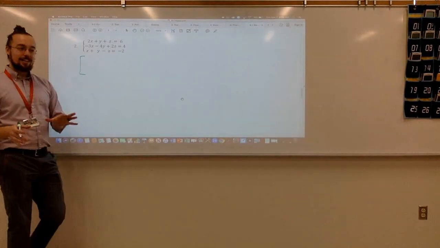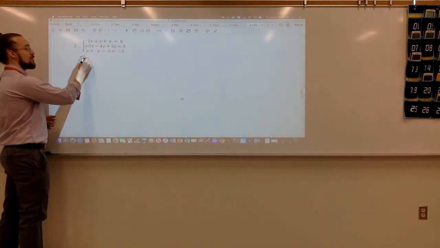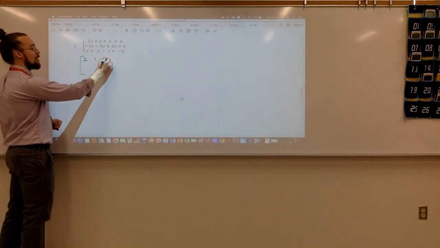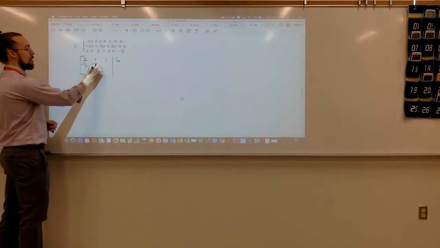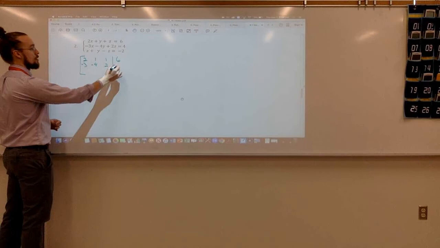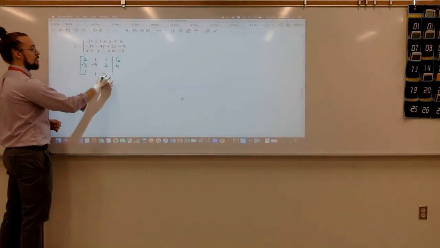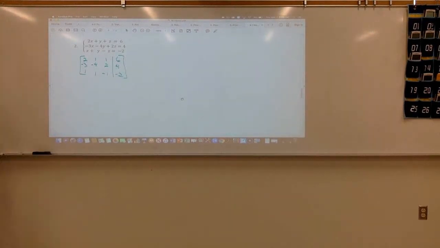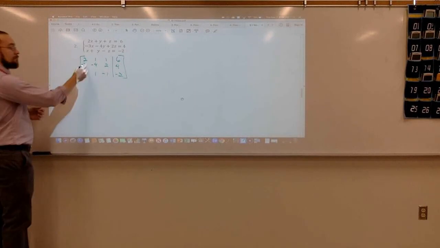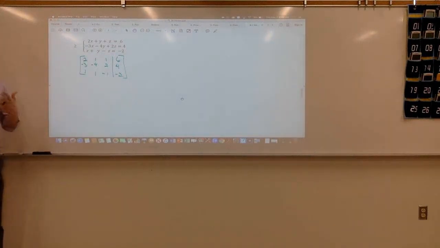Like I said, once we get the hang of this, it'll go a little bit quicker. So if I turn this into a matrix, it'll look like this. Two. Okay, so my goal is to get these values to be 0 and my main diagonal to all be 1s.